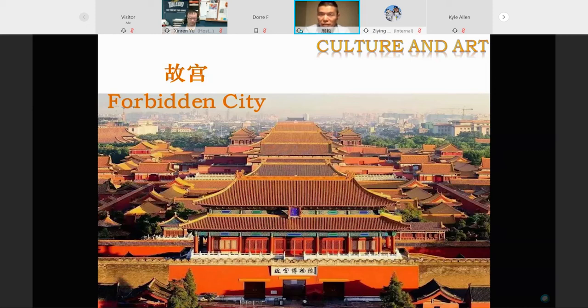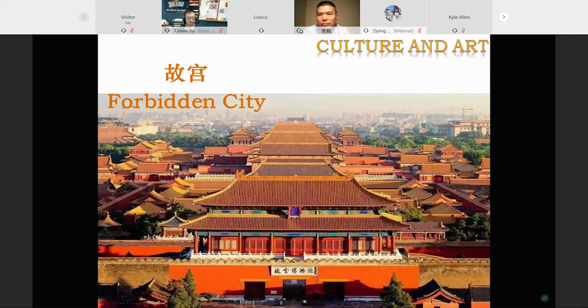Forbidden City. It's just a palace, but we call it a city. Why? Lulu, can you tell us why we call it a city, even it's just a palace?